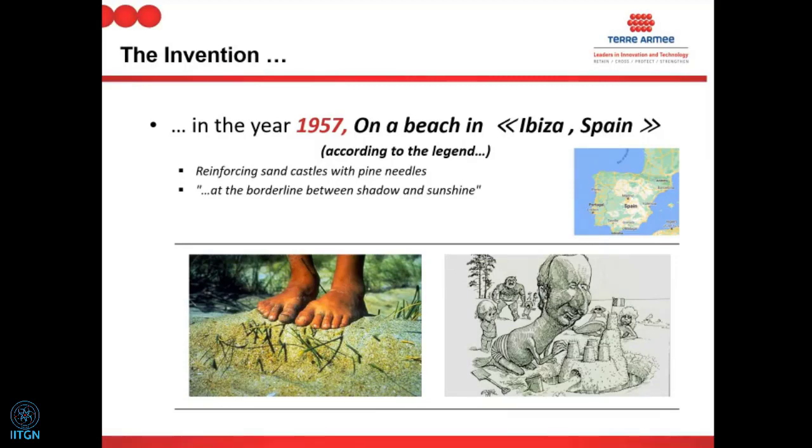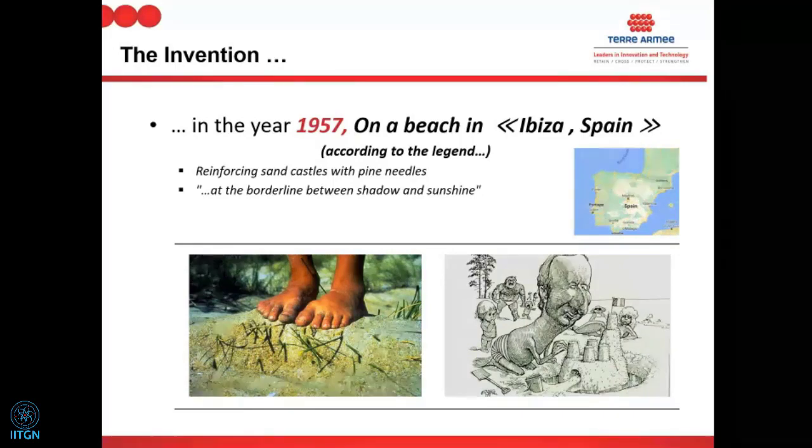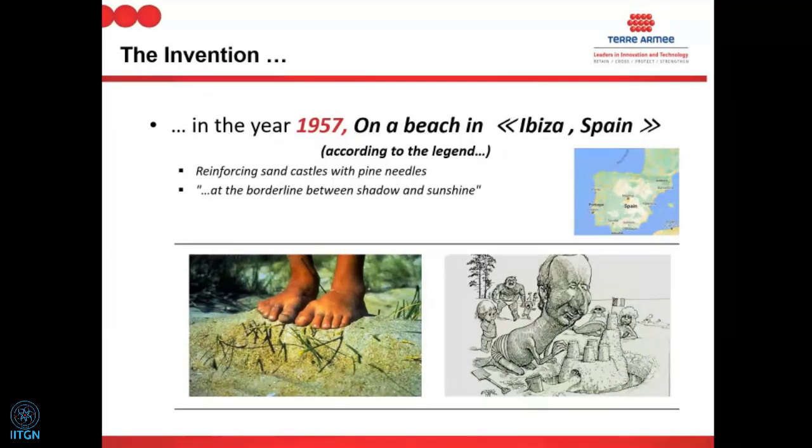Sometimes we have all played. If you add a little bit of water, the pseudo cohesion allows you to build a small castle sometimes. But when the size of the castle is big, it's not easy to build just by adding water. So the children used pine needles to build this castle, and that's how the idea stuck, and that's how the entire invention and the technology has evolved after this idea.